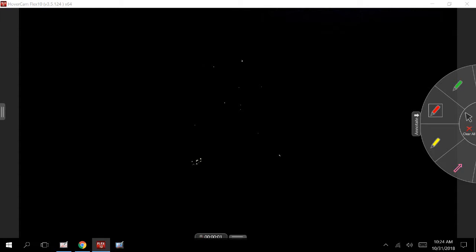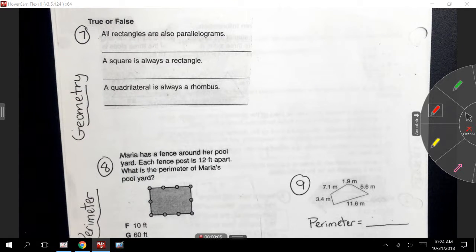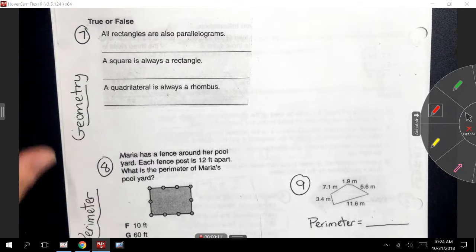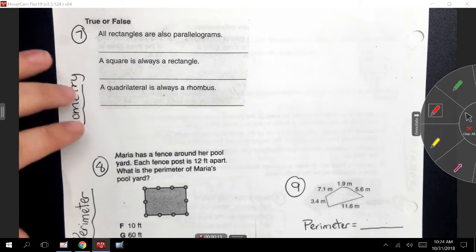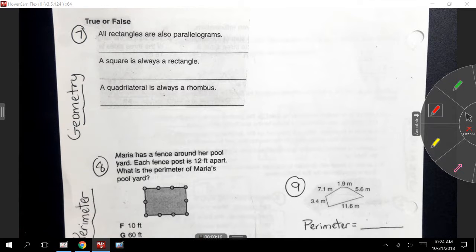All right, so for our math workshop today, the first part is just saying true or false. Some of these are kind of easy, some of them might be tricky. Number 1 says, all rectangles are also parallelograms. Is this true or is this false? True. Let's raise your hand, please, okay?